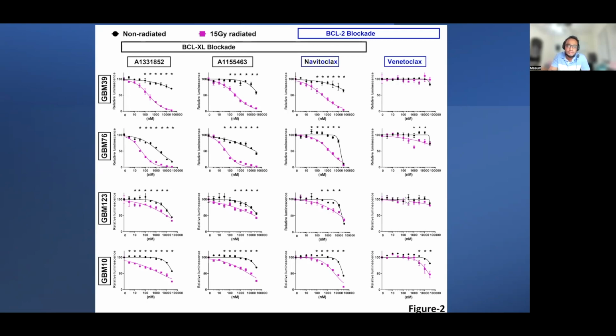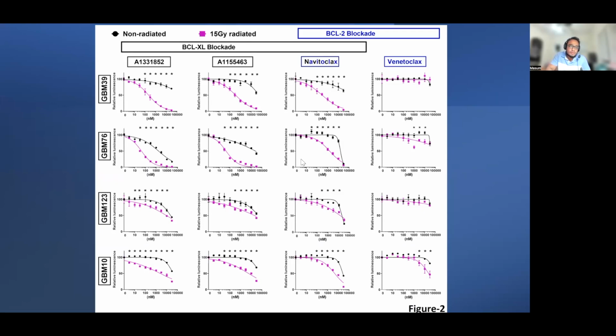If we look at venetoclax, it does not look like these drugs could kill radiated senescent GBM selectively. We cannot tell that. But if we see navitoclax, okay, it's doing that, but navitoclax is the drug which is targeting BCL-XL and also BCL2. But if we look at A133 and A1155, those are the selective BCL-XL inhibitors, and these BCL-XL inhibitors are selectively killing the senescent glioblastoma cells. So the conclusion from this slide is BCL-XL is the target protein, target pathway, not BCL2.